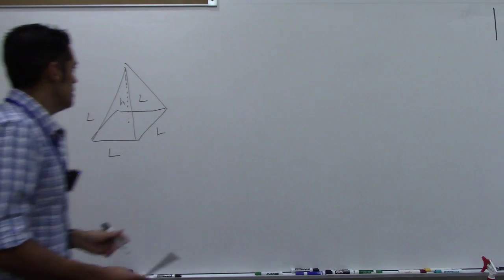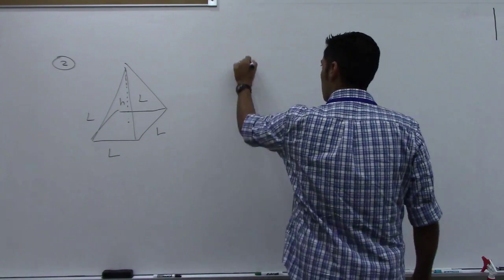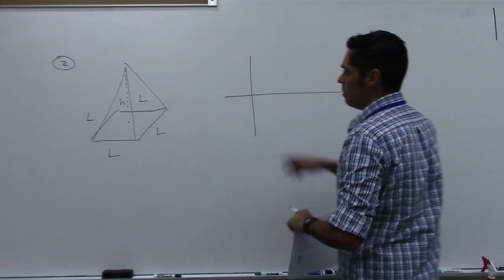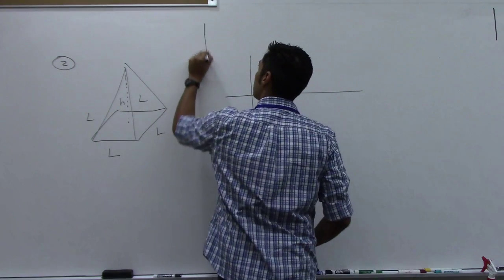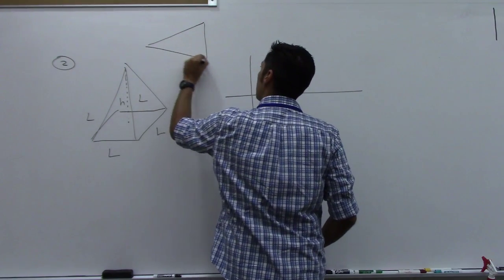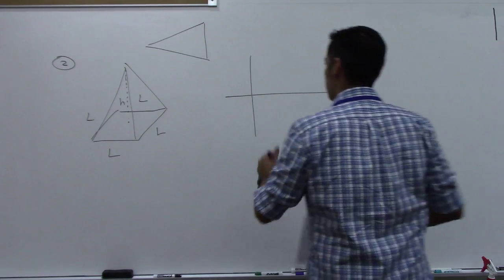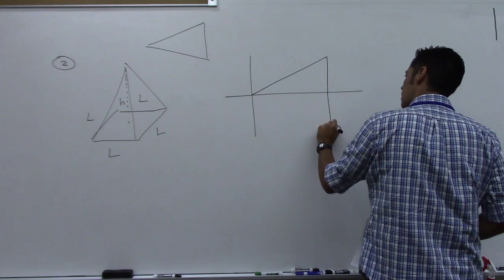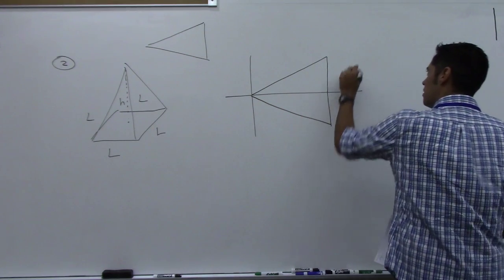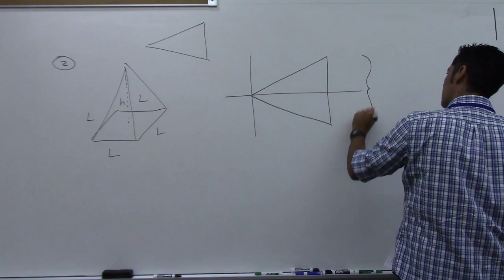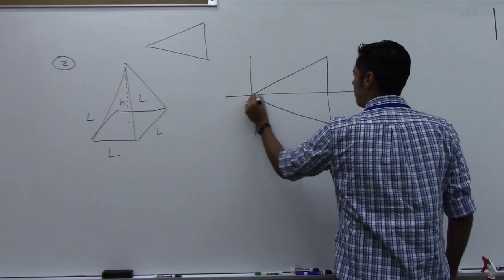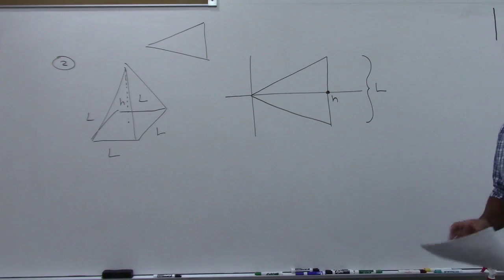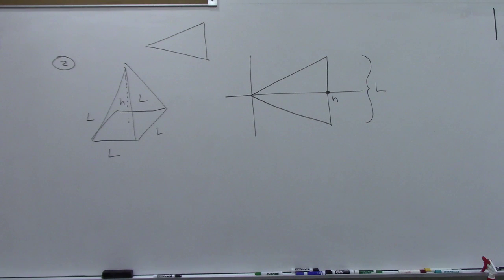All right, so what we're going to do is imagine laying this pyramid sideways. So it looks like this. Just looking at it straight from the side, I'm going to orient it onto the XY axes like this. We know that the distance from here to here is L. We know that the distance from here to this point is H. So that's the point H right there on the x-axis.